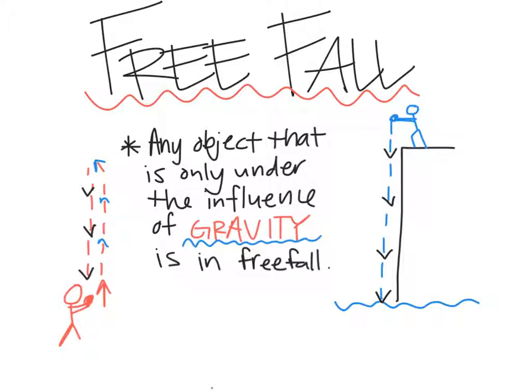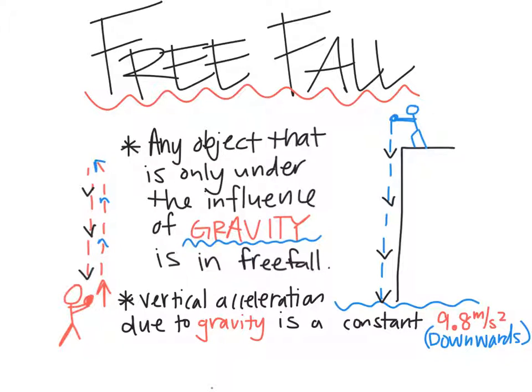Now, the cool thing is that any object, no matter how big or small, is going to fall at the same rate. So if we were to measure how fast this object is moving at every second, we would see that there is an increase in velocity. From 0 here, every second it would increase in velocity by 9.8 meters per second. Every second.